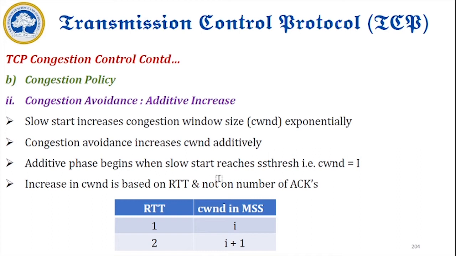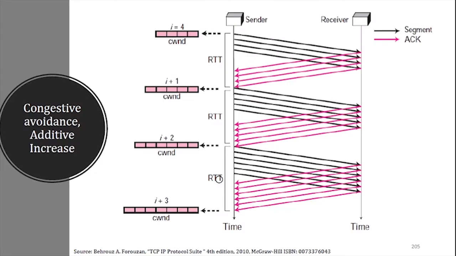So here I can show you the picture from which I can demonstrate it. We have a sender and the receiver, and when the size of the congestion window is I, you can see that after one round trip time, the congestion window will be increased only by 1. Each time a whole window of segments is acknowledged, the size of the congestion window will be increased only by 1.